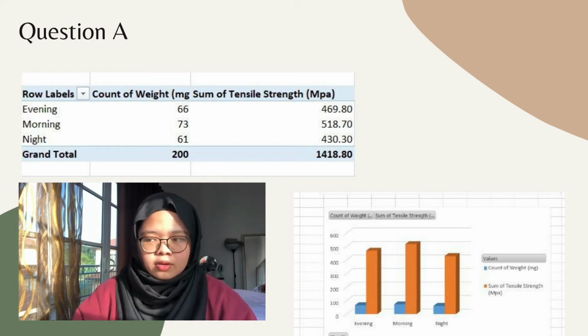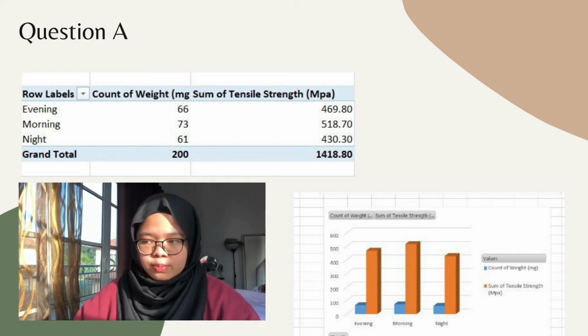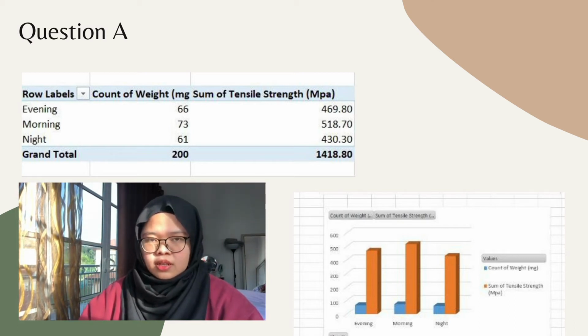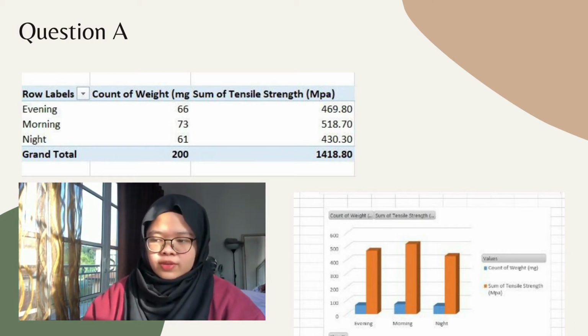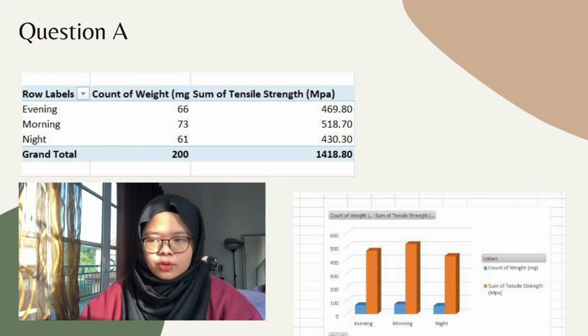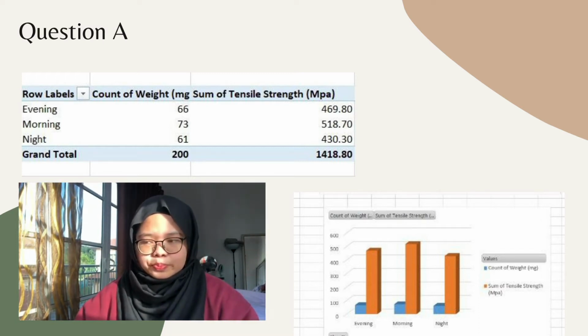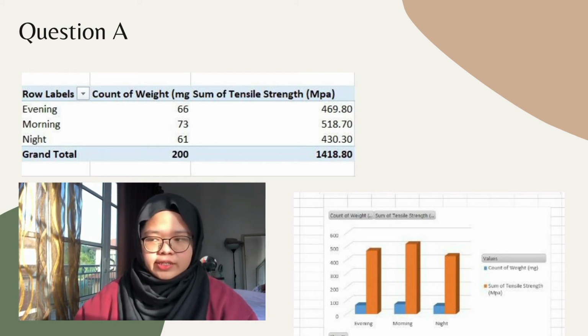As you can see over here, I also managed to do the pivot chart. This pivot chart is a little bit different from the previous one because we have 2 variables. By doing this, we can see the comparison of the 2 variables, so it's easy for the readers to read.